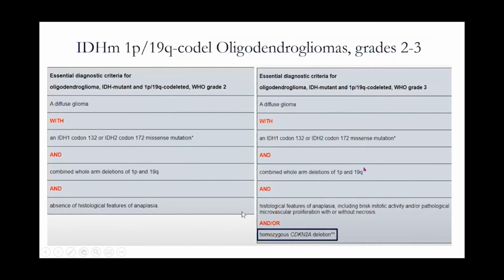Already covered this, you need to look at 1p19q, IDH mutation with CDKN2A deletion. When an oligodendroglioma, which is IDH mutant, 1p19q co-deleted, has CDKN2A homozygous deletion, it automatically becomes high grade or WHO grade 3.